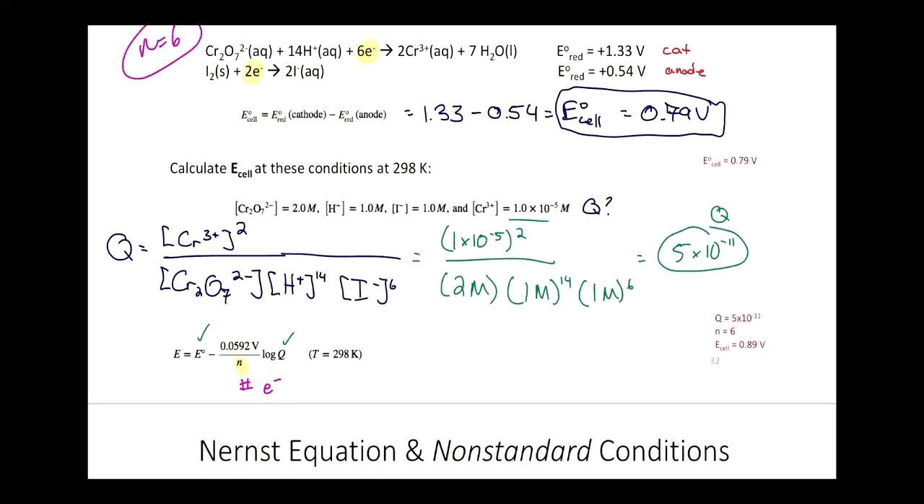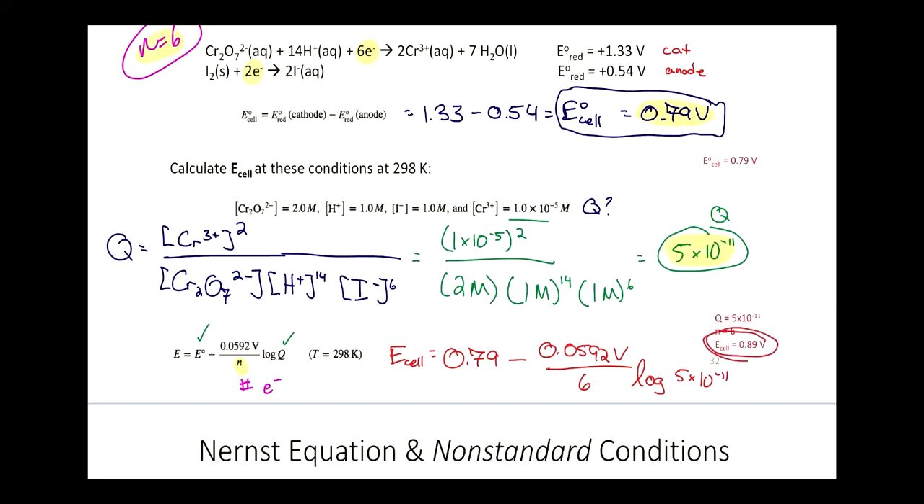Now we just plug in everything that we know. We're going to use the standard cell potential from table values, we're going to use Q, and we're going to use that n equals 6 that we just got. So the measured cell potential that we actually get from this cell is 0.79 minus 0.0592 volts over n, which is 6, times log of Q, so 5 times 10 to the negative 11.